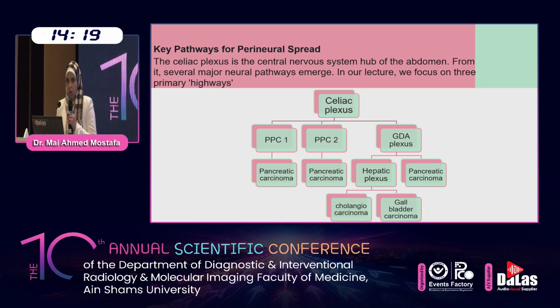A key pathway of neural spread in the abdomen is the celiac neural plexus, which is a central nervous system hub in the abdomen that gives major neural pathways. In our lecture, we will focus on three primary highways: plexus pancreaticus capitalis pathway 1, plexus pancreaticus capitalis pathway 2, as well as the gastroduodenal artery neural plexus.